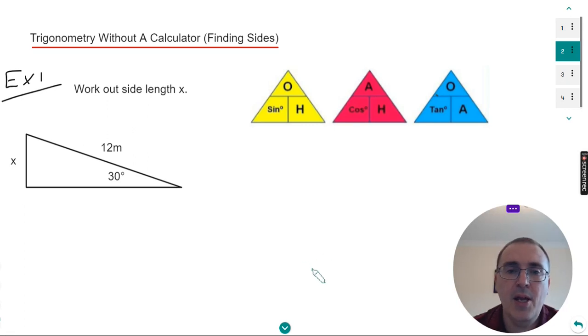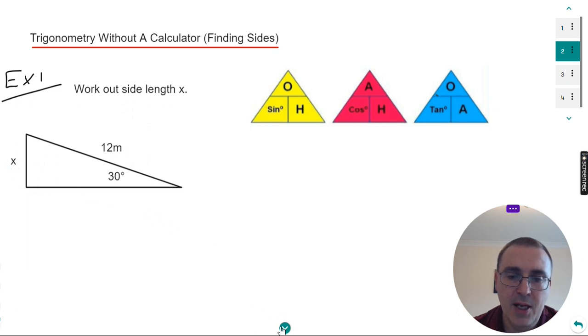Guys, I'm Mark. Today I'm going to show you how to work out missing sides in a right angle triangle using trigonometry if you're given one side and one angle, and you're not allowed to use your calculator on these questions. So let's have a look at the first example then. We've got a right angle triangle, we're given a side of 12 meters and the inside angle is 30, and we need to work out side length x.